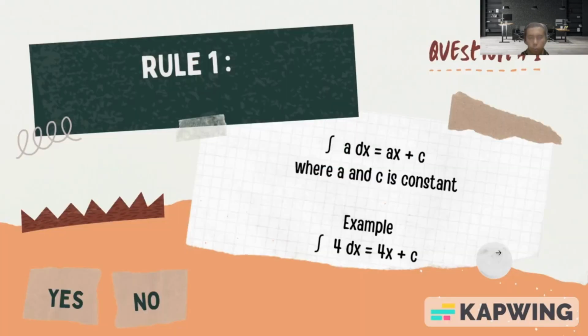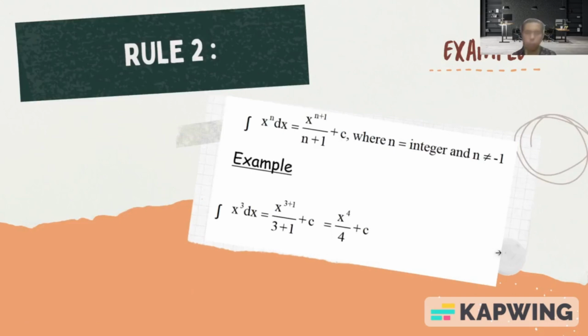For the first rule, we go straight away to the question. We want to integrate 4 dx. That means the answer will become 4x plus c. We just add x at the back of the 4.